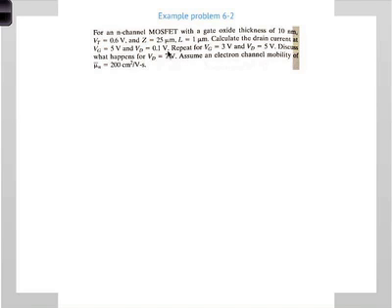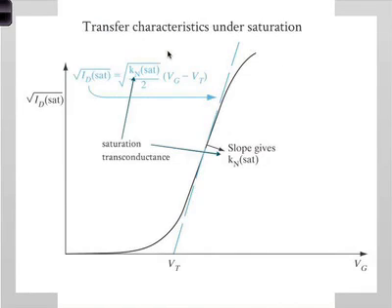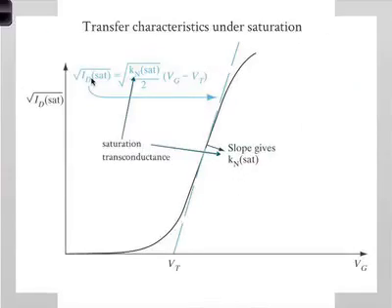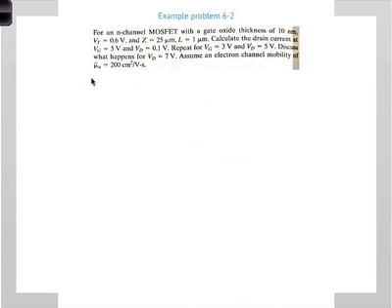Okay, so to solve this, it's pretty straightforward. Plug it in, right? So what do you need? You need to go back to this equation. First of all, we need to find out if it's above threshold or not. What's the gate voltage? It's 5 volts. What is the threshold voltage? It's 0.6 volts. So of course, it's above threshold. That's the first question to answer. The second question to answer is, what regime is it? Is it linear? Is it saturated?